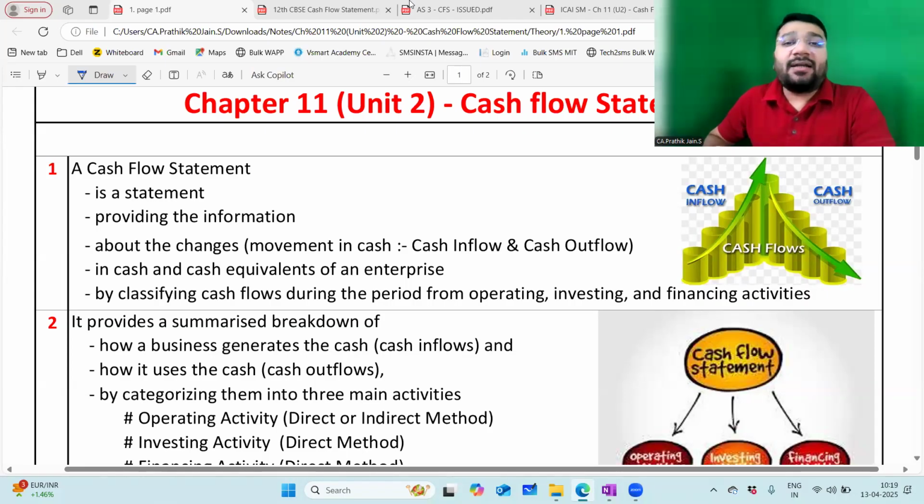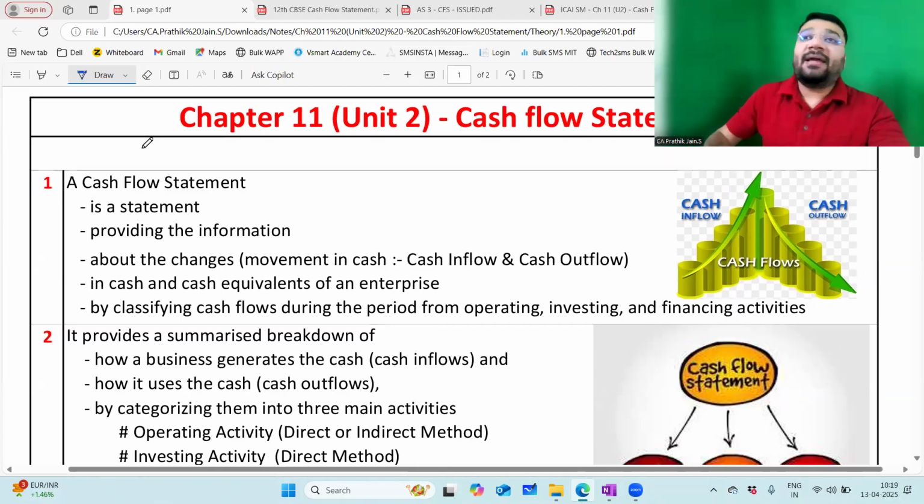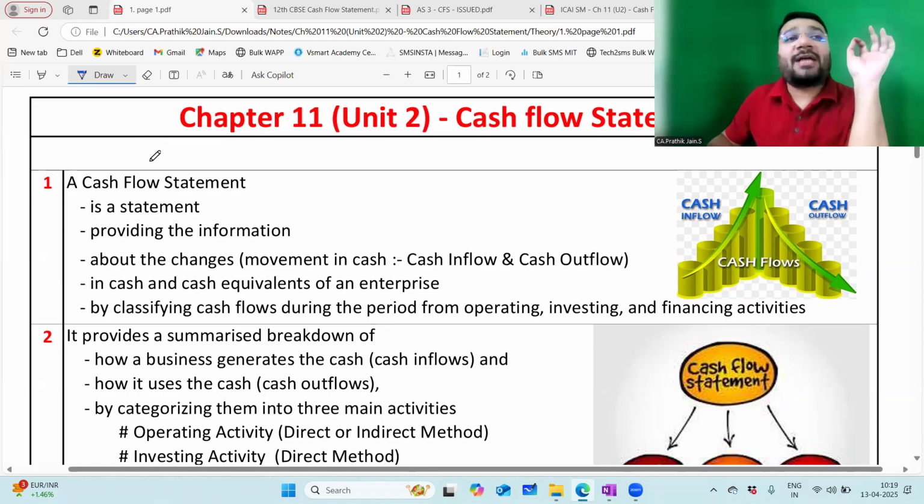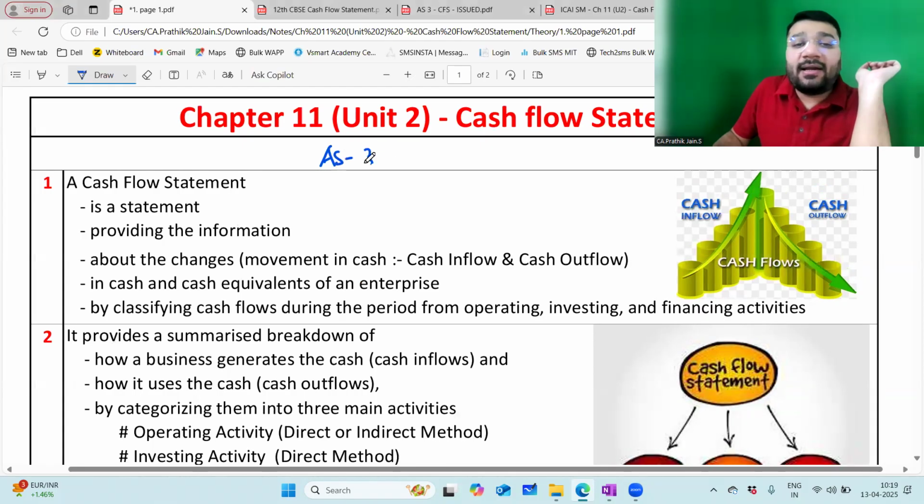So, guys, we started with a brand new topic in the last class, which was how to prepare a cash flow statement. Before we head forward to discuss the new concept for the day, let's do a quick revision of what we studied in the last class. The preparation of the cash flow statement is governed by Accounting Standard 3 revised.